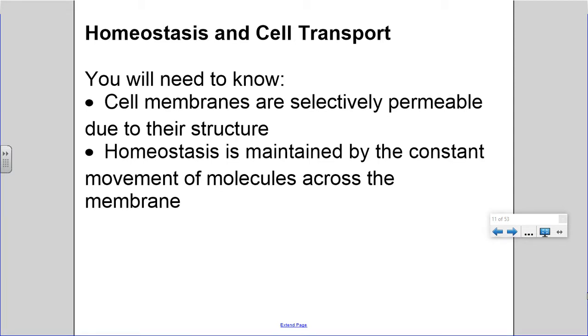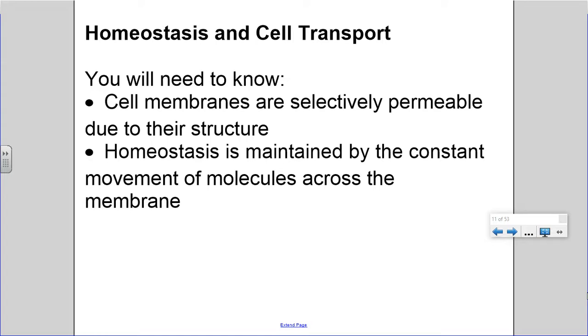First, the cell membranes are selectively permeable due to their structure. Selectively permeable means that some things are able to pass through, but others are not. And what determines what can go through and not is because of the structure of the cell membrane. Also, homeostasis is maintained by the constant movement of molecules across the membrane.